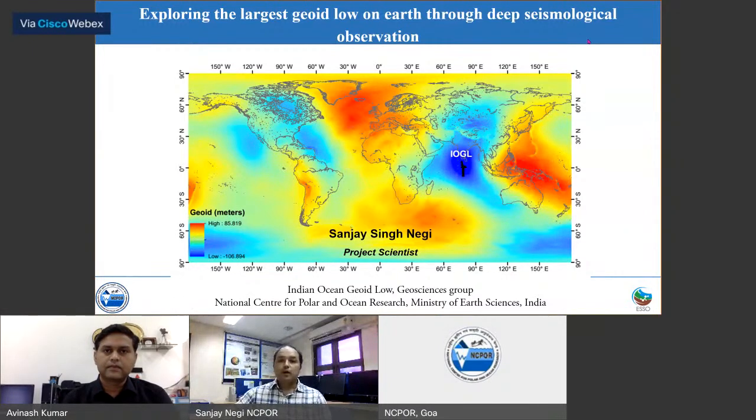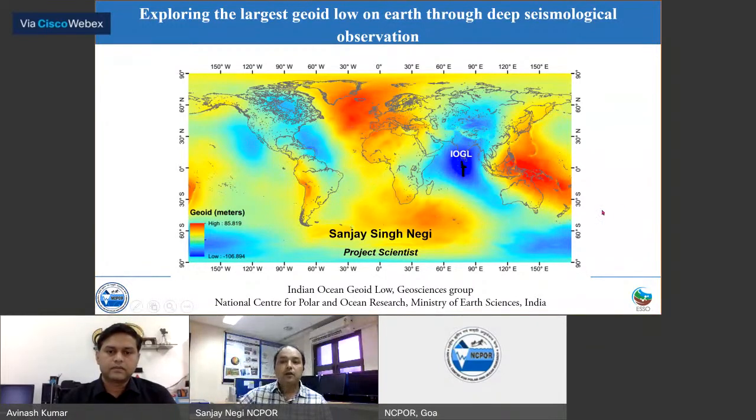So my topic of discussion today is exploring the largest geoid low on Earth through deep seismological observations. So in the first section, this particular slide explains the geoid low anomalies on the Earth's surface, and the most striking feature of geoid low anomaly is over the Indian Ocean geoid low region. So that's how I'll be discussing this low geoid anomaly.